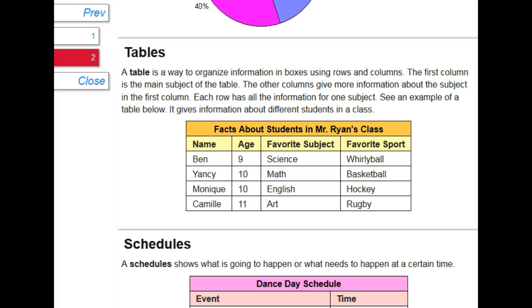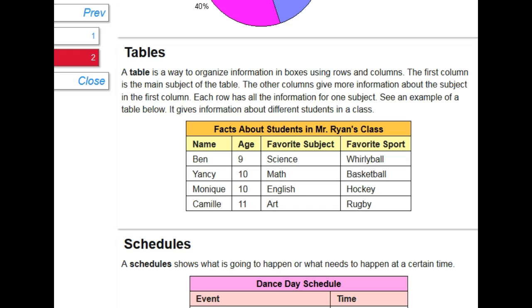A table is a way to organize information in boxes using rows and columns. The first column is the main subject of the table. The other columns give more information about the subject in the first column. Each row has all the information for one subject. See an example of a table below.